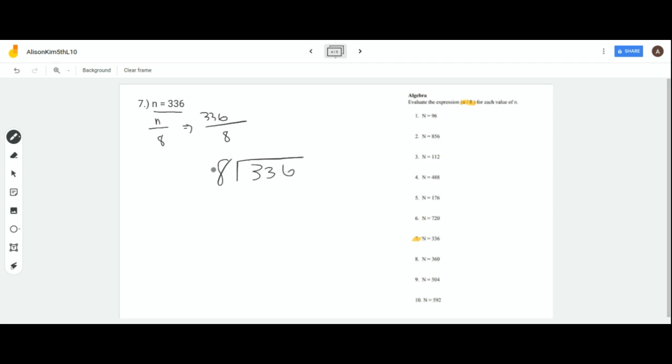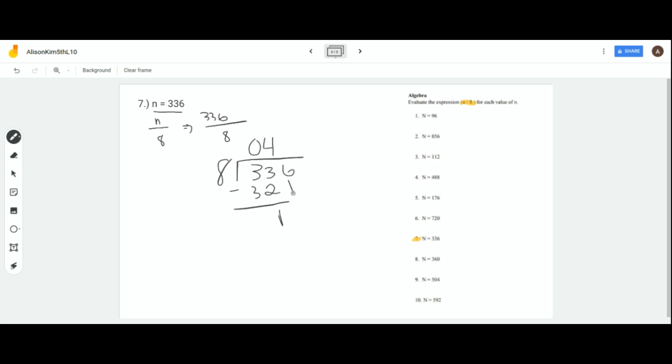So let's see. Does 8 go into 3? No, right? So we put 0. Okay, does 8 go into 33? Yes. How many times? 4 times, right? Because 4 times 8 equals what? 32. And we can't put 5 because 5 times 8 equals 40, and 40 is too big to go into 33, right? So now we subtract. 8 times 4 was 32. So we do 33 minus 32, and we get a remainder of 1.